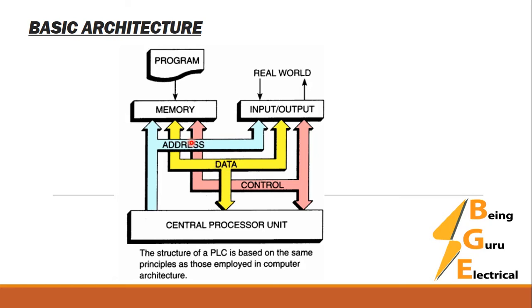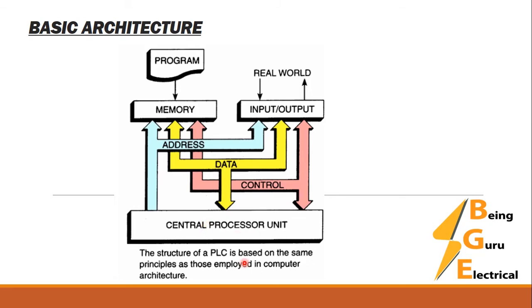So the address bus is unidirectional. Only the CPU tells which memory is to be selected to get or write the data, or which input is to be selected to get the data, or which output is to be selected to put the data. The data bus only transfers data, reading or writing into the memory. The control bus serves as the communication channel between input, output, memory, and CPU. This architecture, if you see, is more similar to the computer architecture.